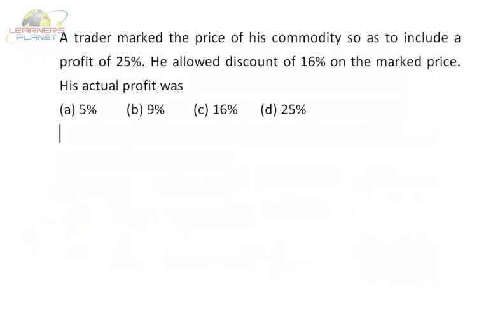Now let's see this question. A trader marked the price of his commodity so as to include a profit of 25%. He allowed a discount of 16% on the mark price. What is his actual profit? Let his cost price be X rupees, or we can say it is 100 rupees. Now he wishes to have 25% profit. That means the mark price is 125% of this. Now 125% is 5 by 4. So this is the marked price.